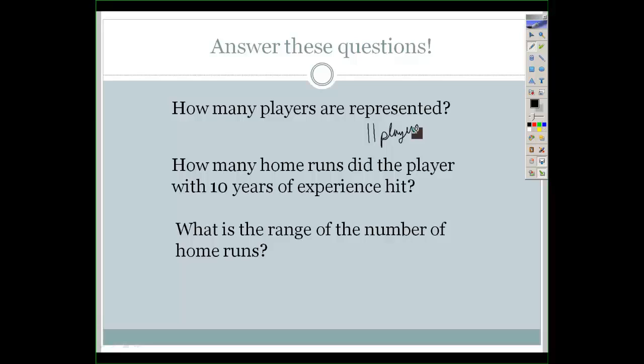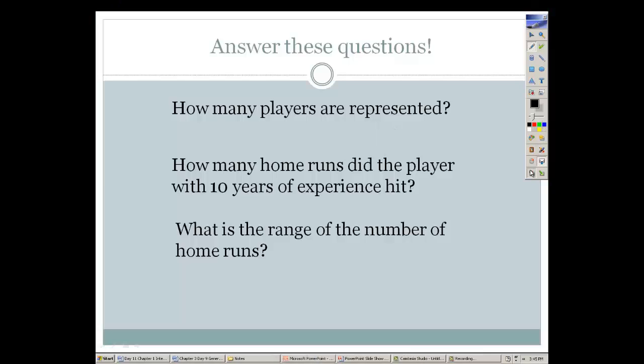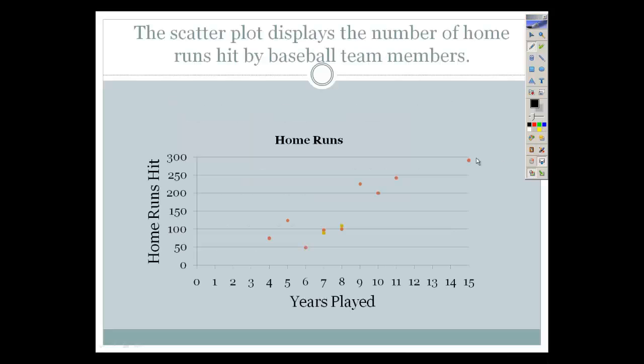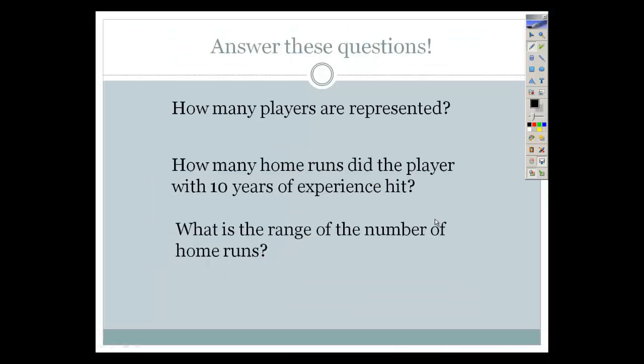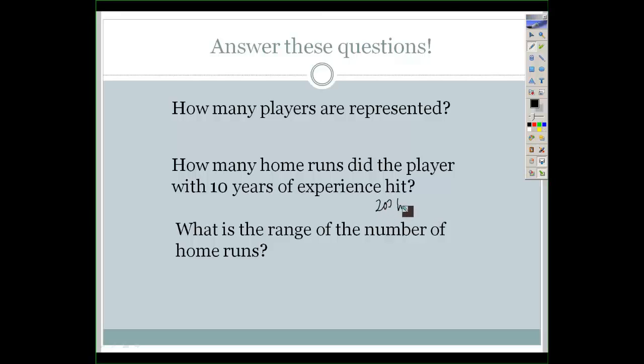Okay. It also wants to know how many home runs the player with 10 years of experience hit. So let's go back. 10 years played is what we're looking for. We're going to find how many home runs he hit. If we go up there and find it, I'm going to say that's 200. 200 home runs were hit by a 10-year experienced player. So when it asks me that, I'm going to say 200 home runs.